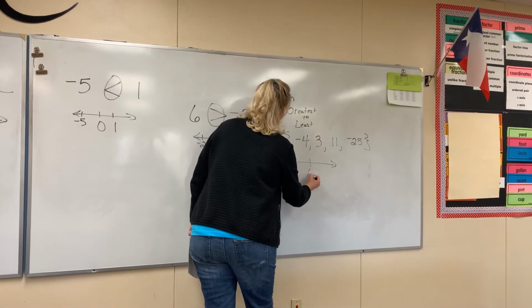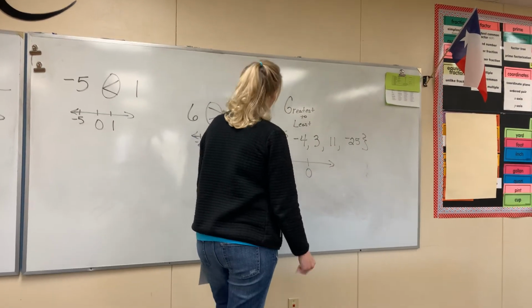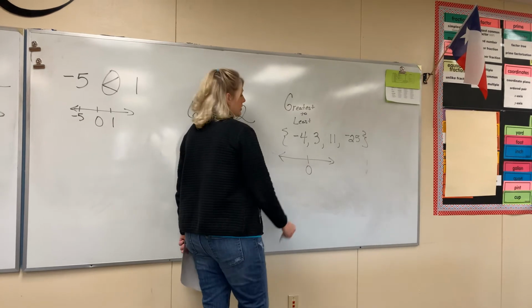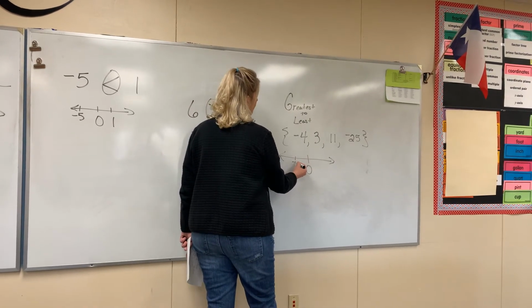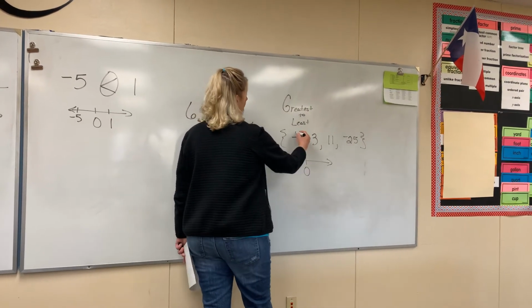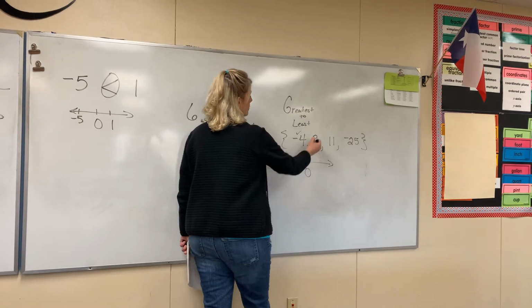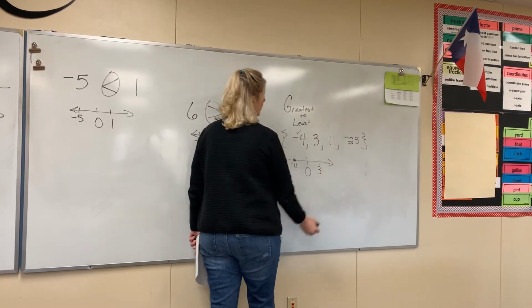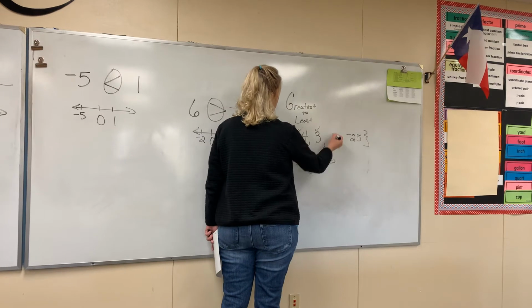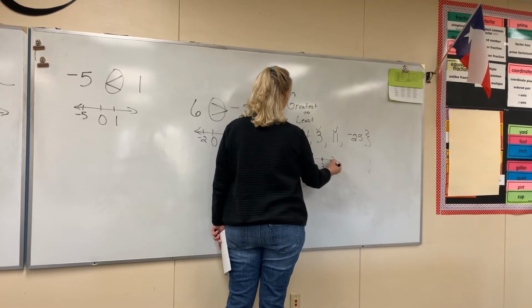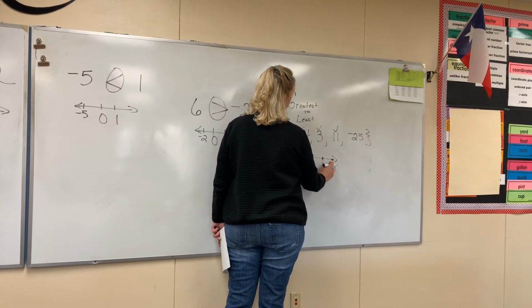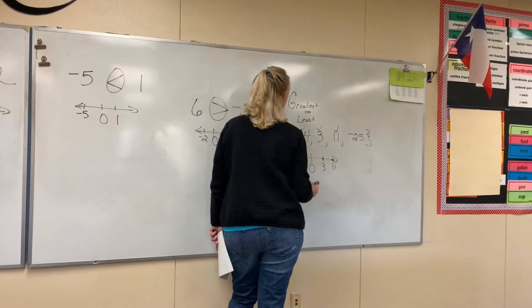And you know, I'm going to put a 0 on it. Okay, so let's put a -4 on this. Well, I'm going to say it'd probably be about right there. Got that one. Then let's put a +3, about right there. Got that one. Let's put a +11. I'm going to say it's about right there. Oh, not negative, positive. And then a -25.